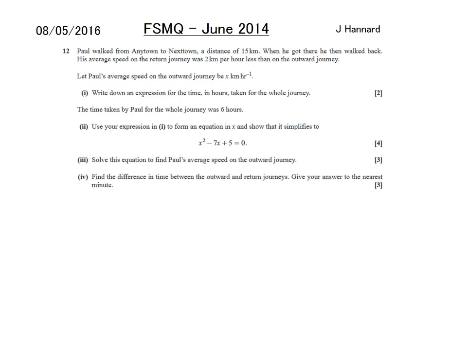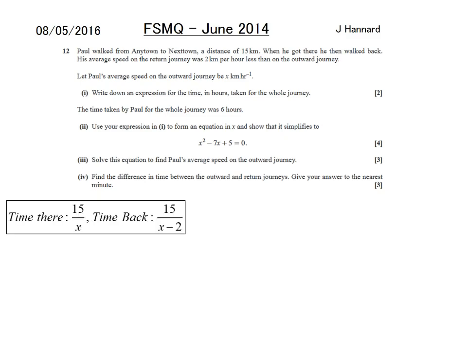Question 12 then. Paul walked from one town to the next town, a distance of 15 kilometres. When he got there, he then walked back. His average speed on the return journey was 2 kilometres per hour less than on the outward journey. So let Paul's average speed on the outward journey be x kilometres an hour. So the time there is 15 over x, because he was going 15 kilometres. And the time back must be 15 over x minus 2, because obviously it goes 2 kilometres per hour less than on the outward journey. So that's part 1 done.